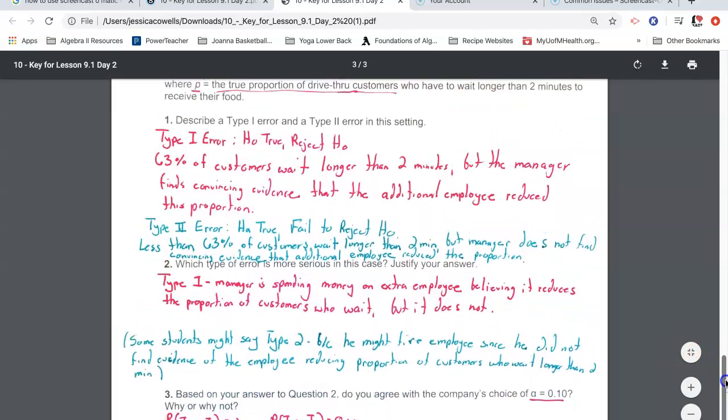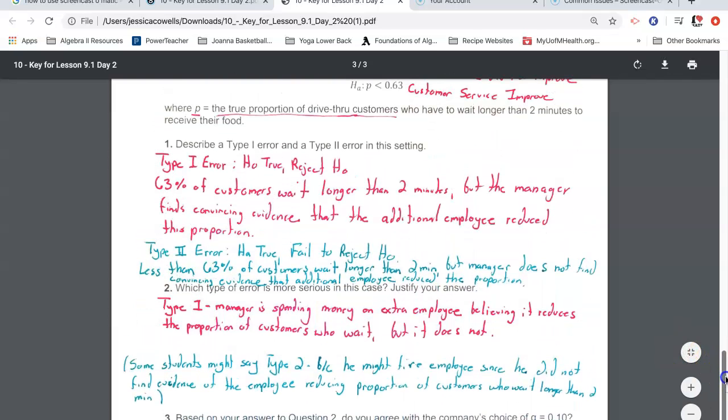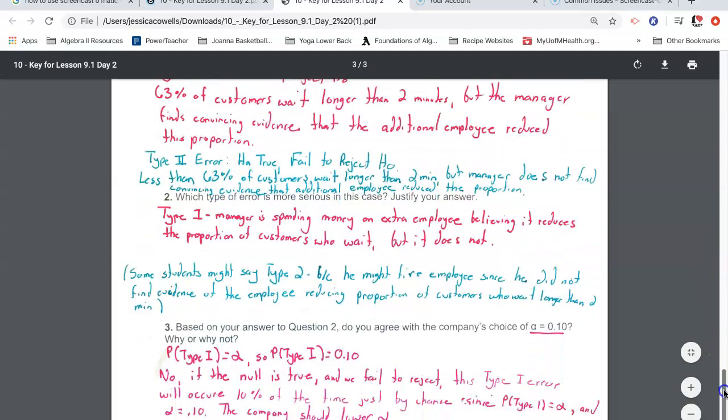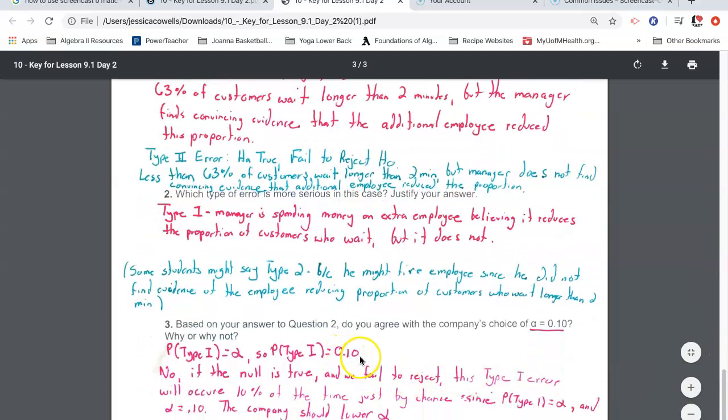And the last part, based on your answer to question 2, do you agree with the company's choice of a significance level of 10%? Well, I chose type 1 error. And one of the things we know is that a type 1 error will occur equal to the percentage of whatever our significance level is, because the H0 is true, but we reject the H0, and we reject the null hypothesis when our p-value is less than our significance level. So in this case, we're going to reject the null hypothesis at 10%. So the type 1 error is going to be equal to 10%.